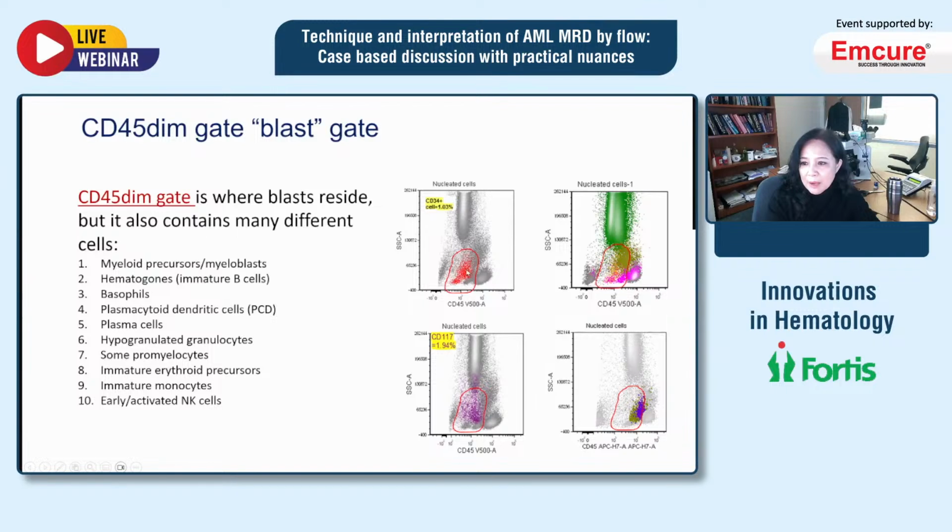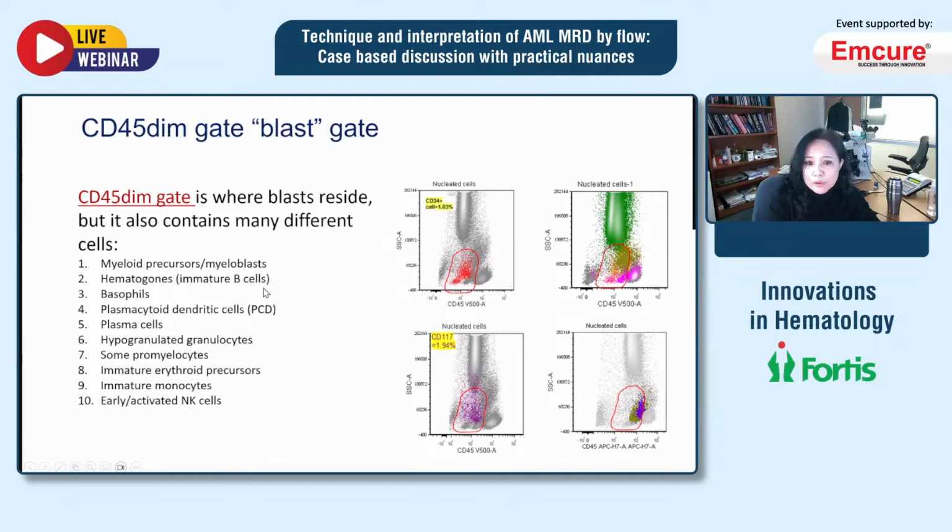So of course you have myeloid precursors, you have stage 1 hematogones, these are all CD34 positive. So you have stage 2 hematogones, you have some immature monocytes in this area, and some immature granulocytes in this area, and the erythroid precursors, and the plasmacytoid dendritic cells, and also basophils. They are in the CD45 dim gate, right?